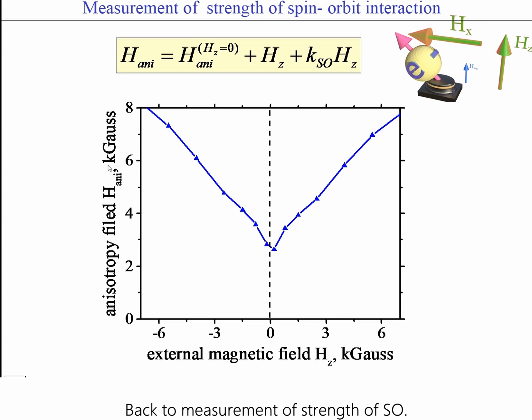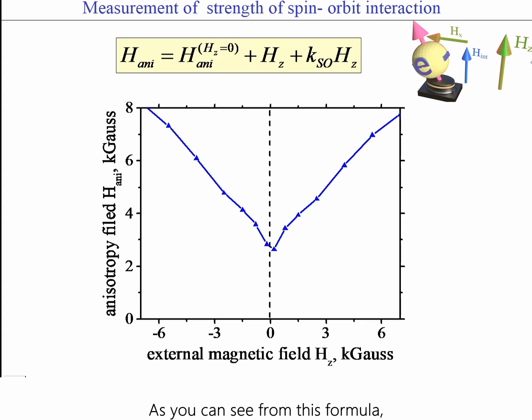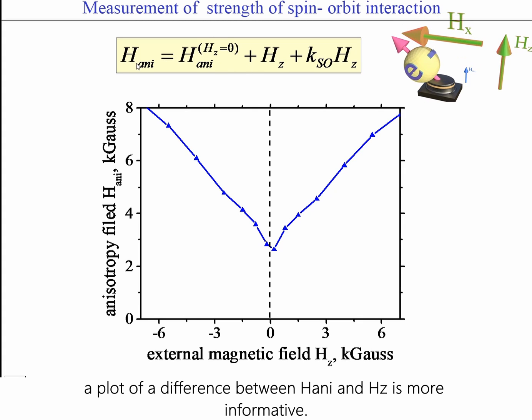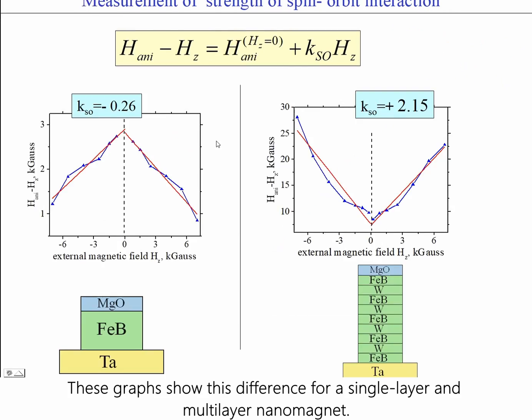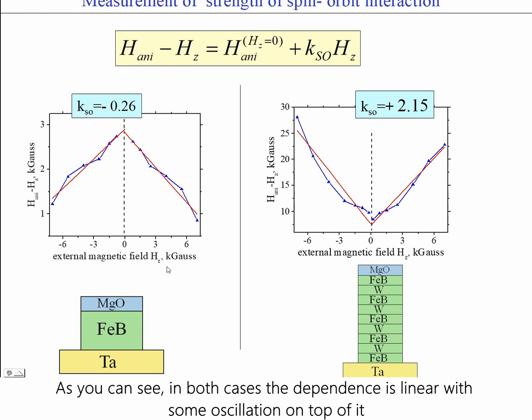Back to measurement of strength of spin-orbit interaction. As you can see from this formula, a plot of difference between anisotropy field and external magnetic field is more informative. This graph shows this difference for single-layer and multi-layer nanomagnet. As you can see, in both cases dependence is linear, with some oscillation on top of it.